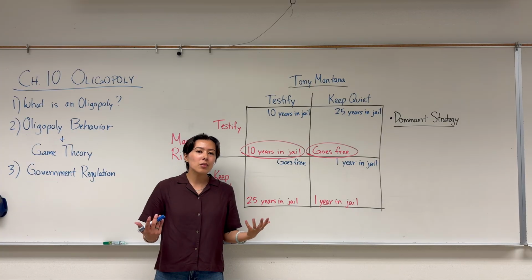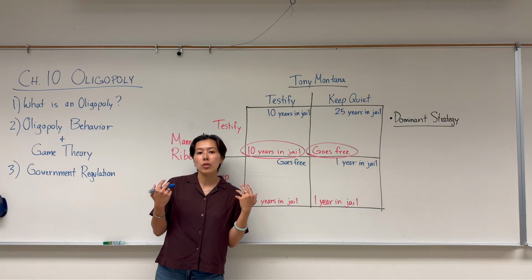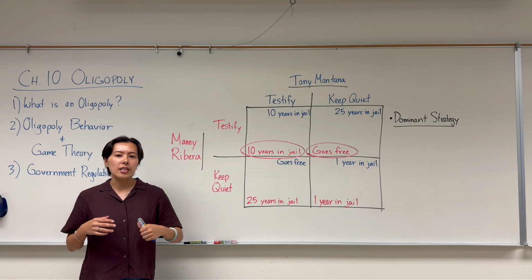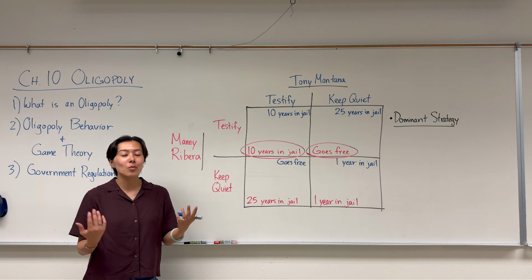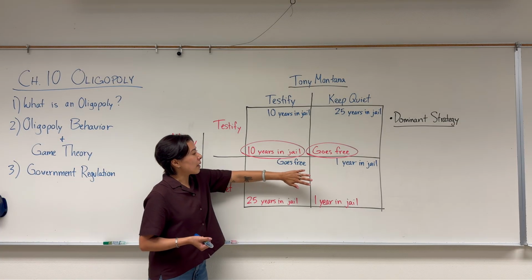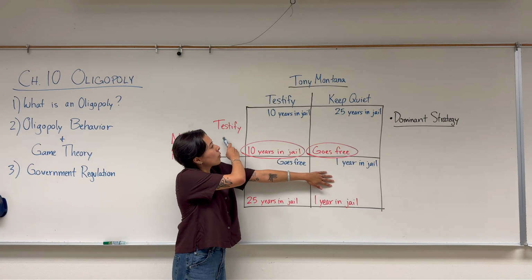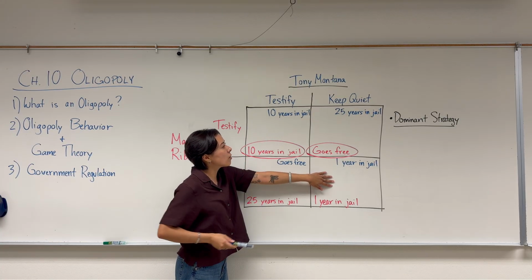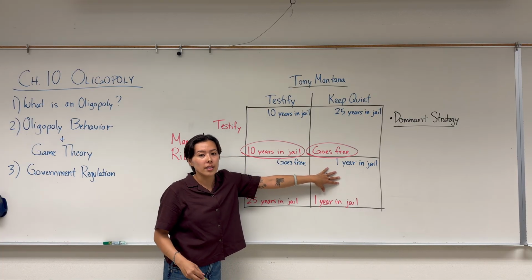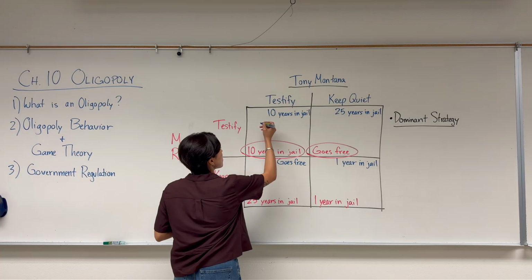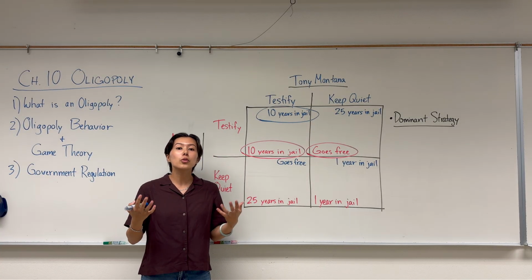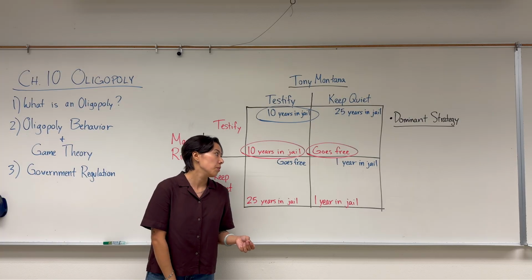All right, now let's try and do the same kind of analysis for Tony. So we're going to put ourselves in Tony's shoes, and we're going to see what Tony should do depending on what he expects Manny to do. So if Tony expects Manny to testify, then Tony has the choice between 10 years in jail from also testifying or 25 years in jail from keeping quiet. So in this scenario, Tony is going to want to testify to reduce his sentence as much as possible.